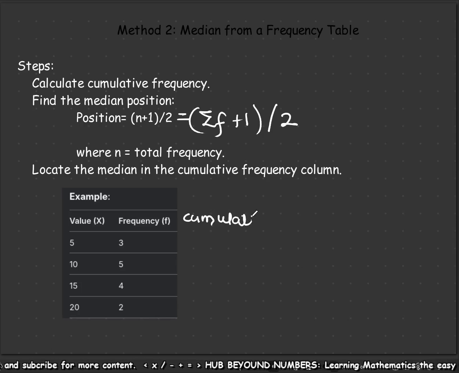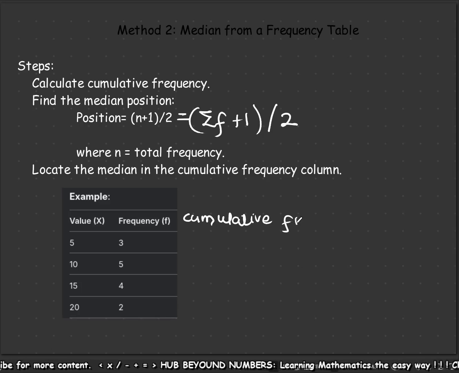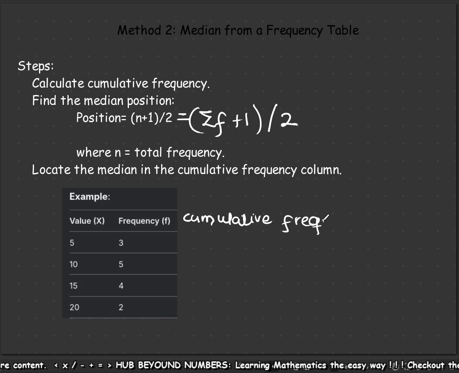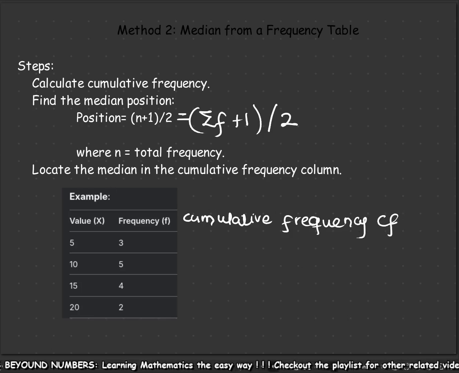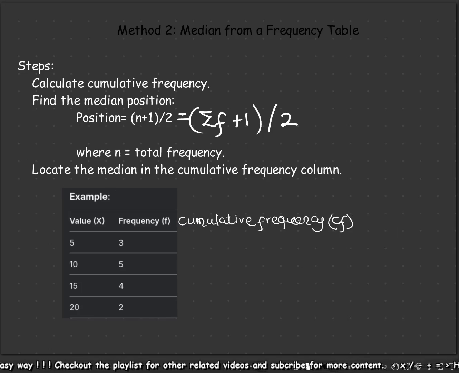So we have our cumulative frequency. This being the first one, that is why I'm writing it in full over here. But for short, you can just write CF, right? Now, how do we get that? When we say something is cumulating, it means it is adding up. You see, it is adding up. So all we need to do is to add up the frequencies.